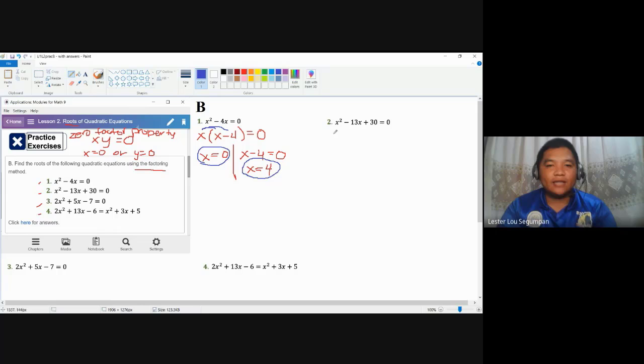So let's try to use that same process for number 2. But in number 2, we will not be using common monomial factoring, but we are going to factor this trinomial. Okay, we were able to learn the techniques of factoring in your previous grade level. So let's try. We have here x. The other technique was the product of A and C coefficients. So A and C coefficients, 1 times 30, so you have 30.